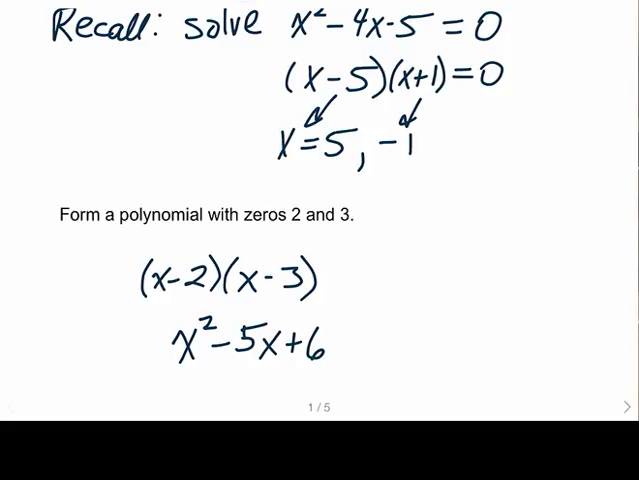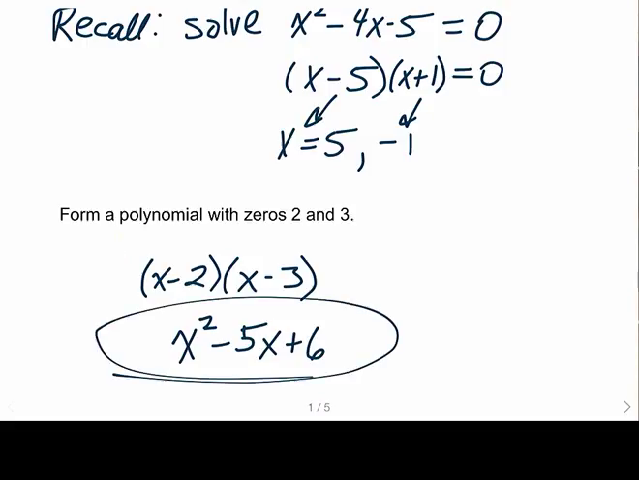Now, if we were asked to form a polynomial equation, then we would say x squared minus 5x plus 6 is equal to 0. If, on the other hand, we were asked to form a polynomial function, then we might say f of x is equal to x squared minus 5x plus 6. So the way we give our answer is going to be dependent on how we were asked to do so.